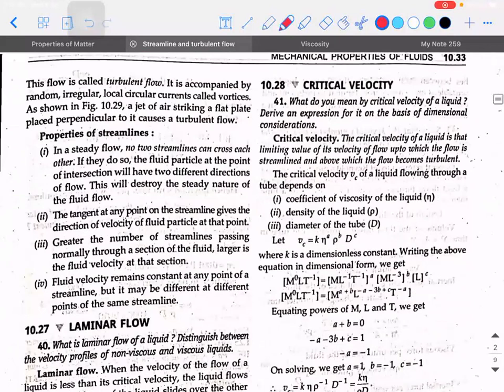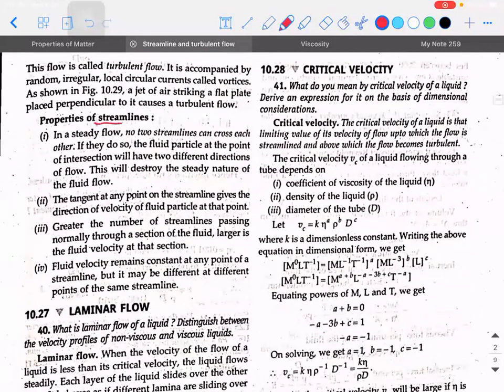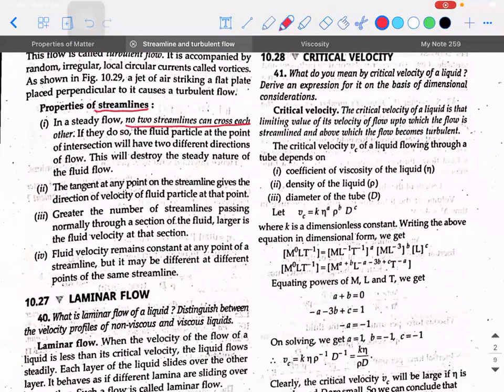Okay. So there are certain properties with respect to streamlines which are very much similar to the concept of electric field lines, right? In a steady flow, no two streamlines can intersect. Why? Because you can draw two tangents at that particular point and they will have two different velocities at the same point, which is not possible, right?